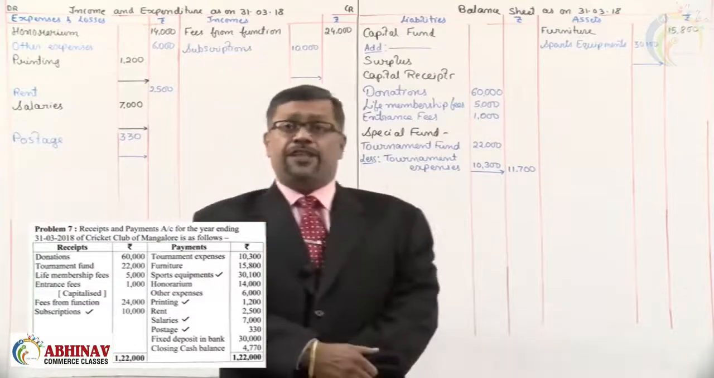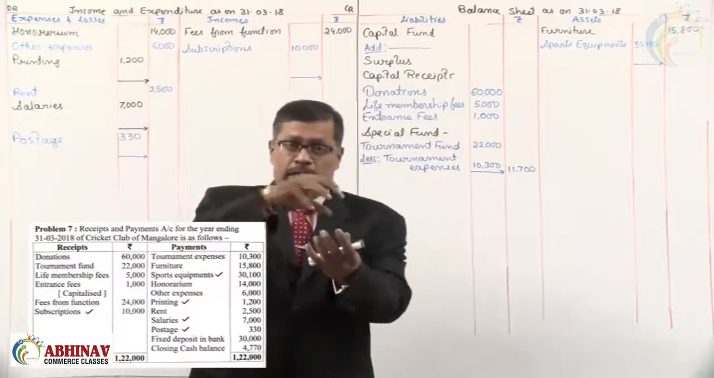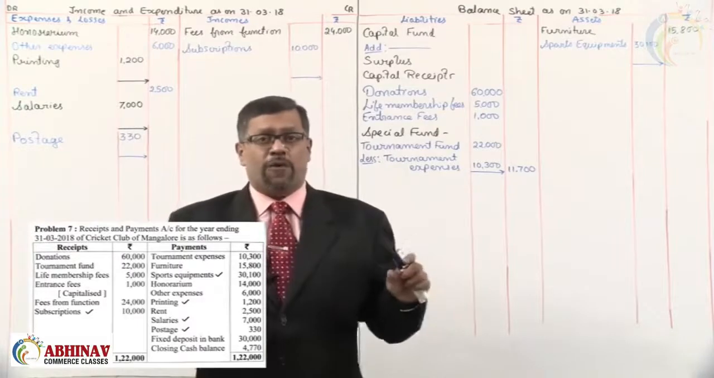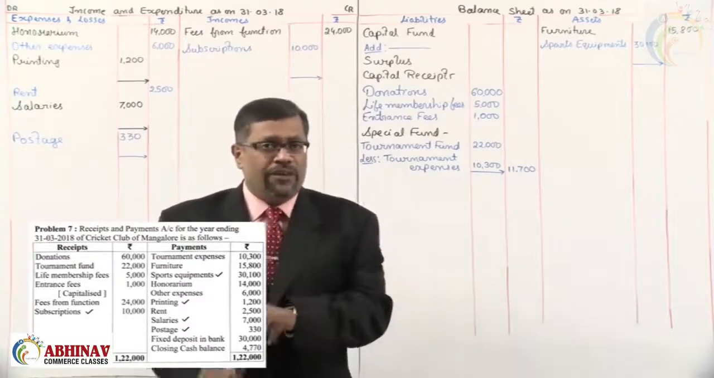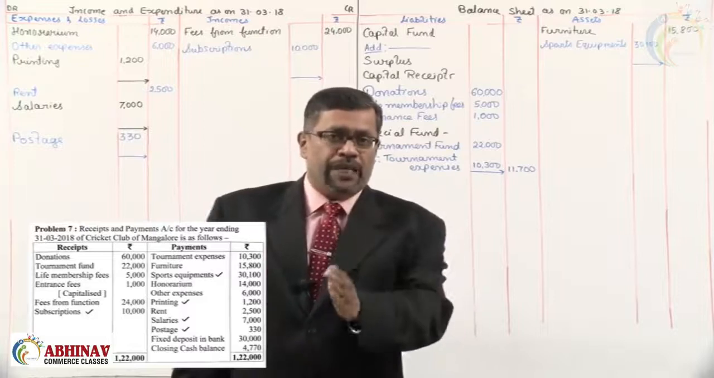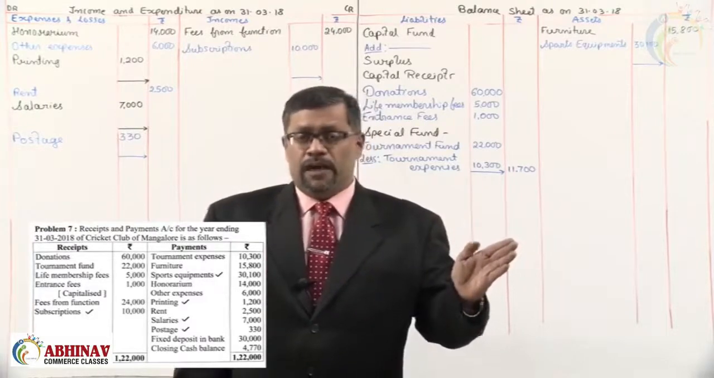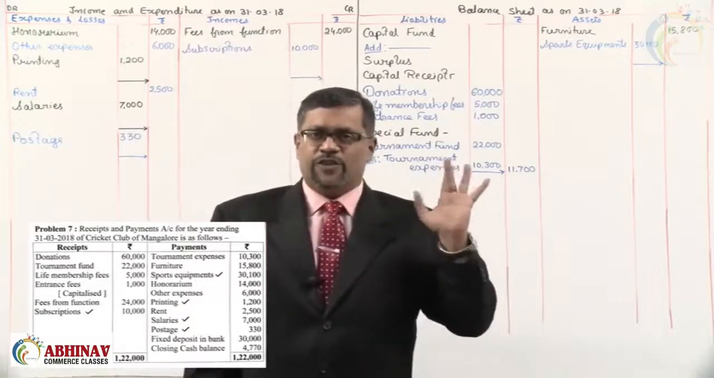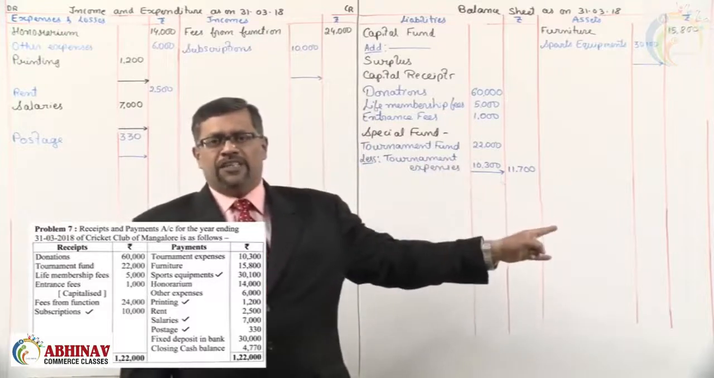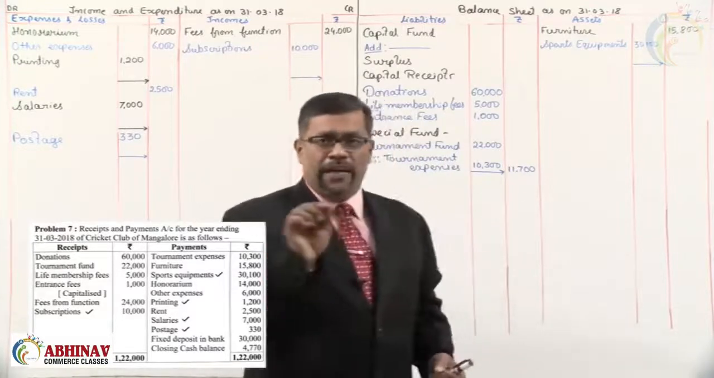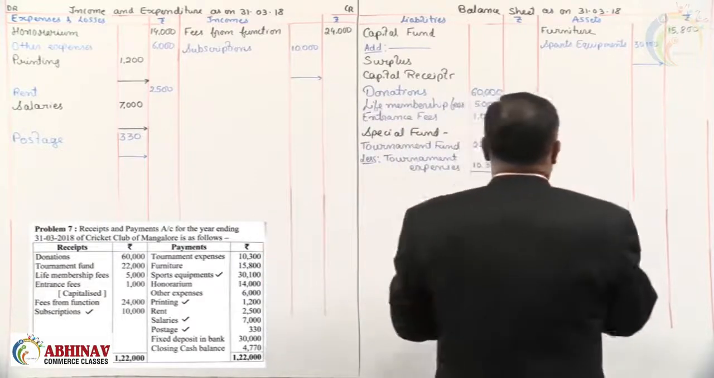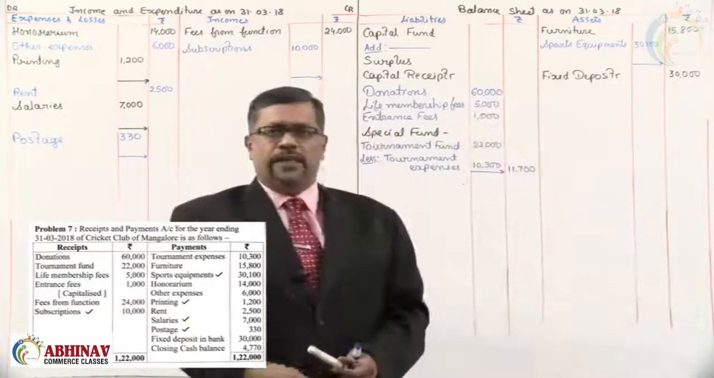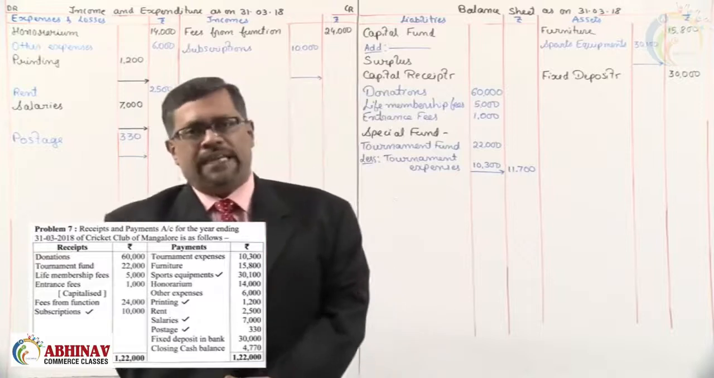After postage, fixed deposit in bank. The 30,000 rupees we have deposited into the bank as a fixed deposit. What is it? A revenue or capital item? When you make a fixed deposit, that is an investment. And when you make the investment, a new asset comes into existence. So that has to be your capital expenditure. Capital expenditure in the balance sheet, rupees 30,000. Fixed deposits, 30,000.